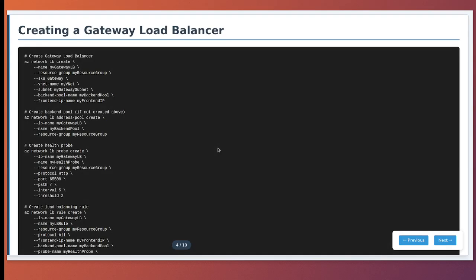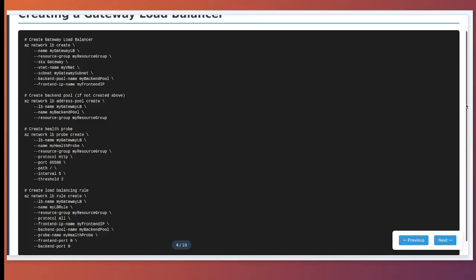Creating a gateway load balancer. Alright, let's get our hands dirty and actually create a gateway load balancer. I'll walk you through the process using Azure CLI commands, explaining each parameter so you understand exactly what we're doing.